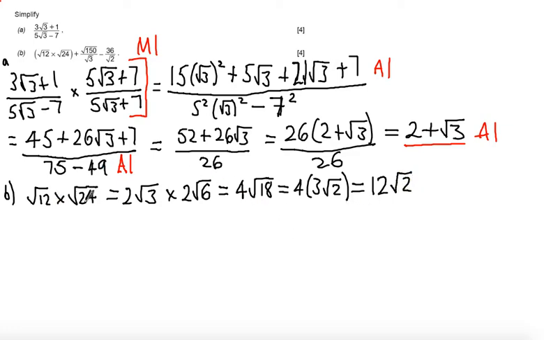You could, of course, do 12 times 24, which would be 288, and then use prime factorisation to get to this result, but sometimes it's easier just to break down the smaller surds and do it in stages as I've done here. Let's look at root 150 over root 3.